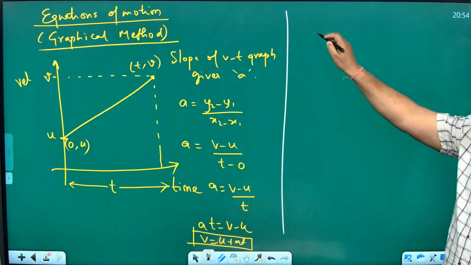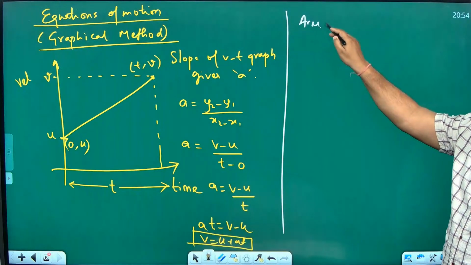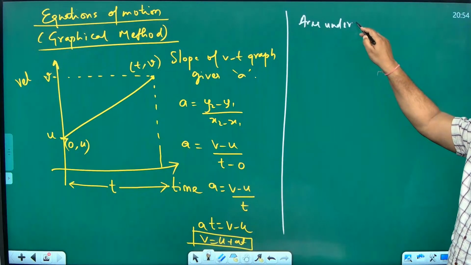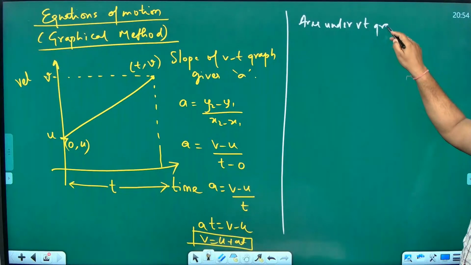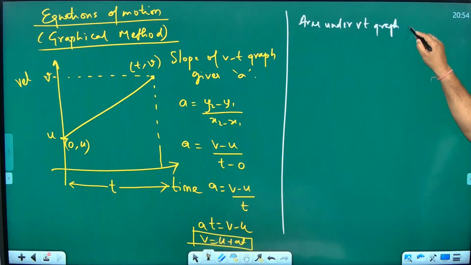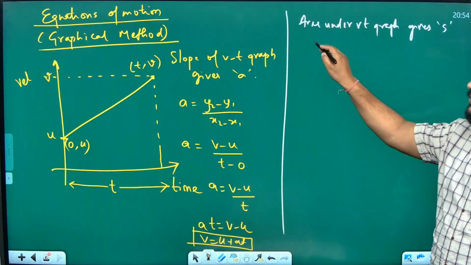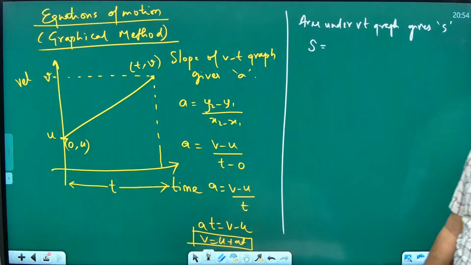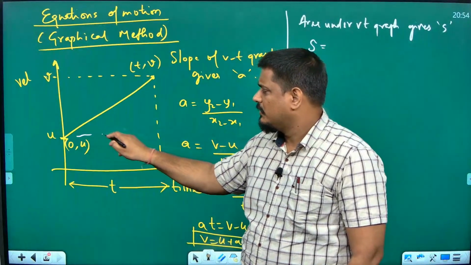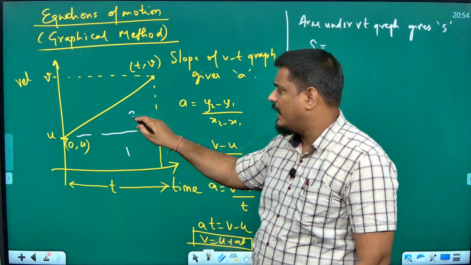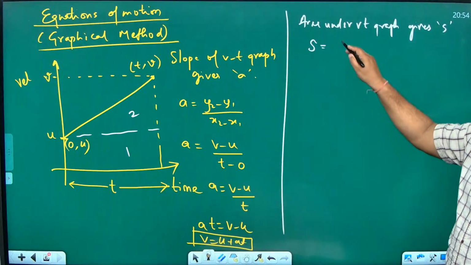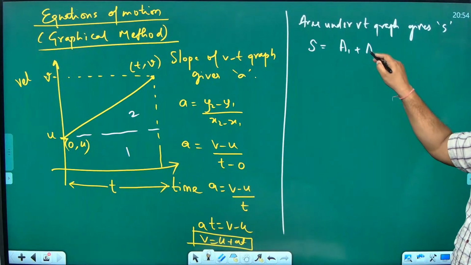Next is the area under the graph. What does it give you? Area under the VT graph. Loudly? Yes, gives displacement. Gives displacement. So now I have two ways of finding area. First I will add this rectangular area and then I will add this triangular area. So I will write area 1 plus area 2, right?